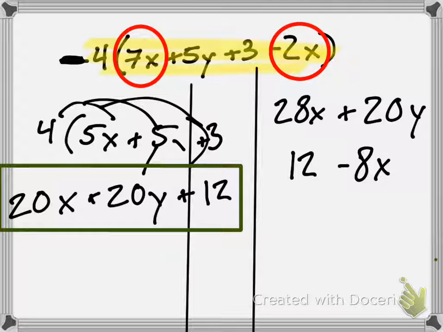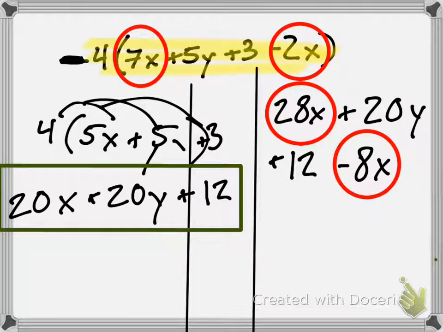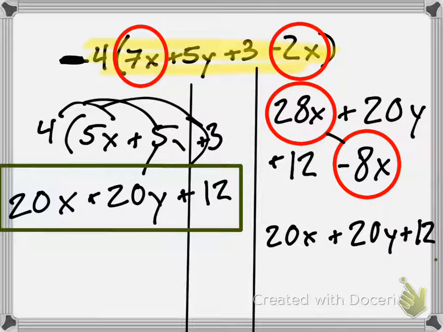Now we combine like terms. What are the like terms in this problem? Yeah, so Romario said it correctly. 28x and that negative 8x. You have to put that operation. We combine those. What's 28x minus 8x, Michelle? Yeah, 20x. That 20y, can I combine that with anything? No. Plus 20y. And that 12, can I combine that with anything? No, so it's 12.